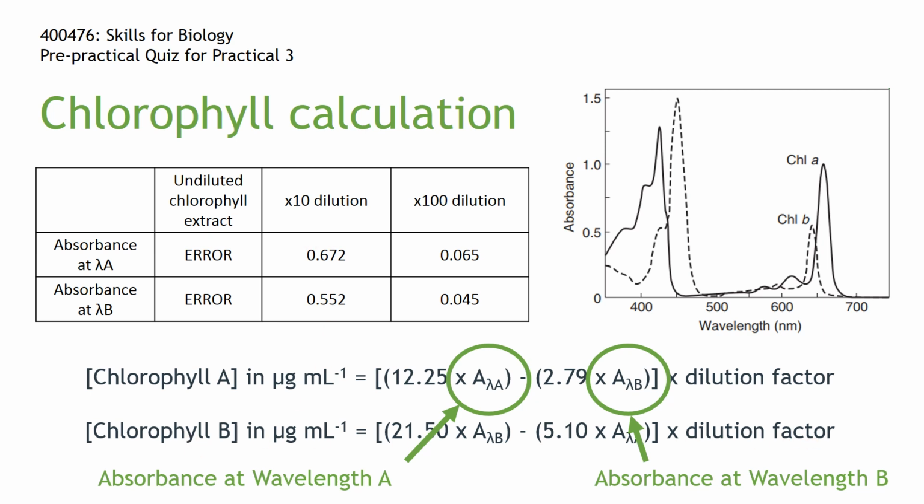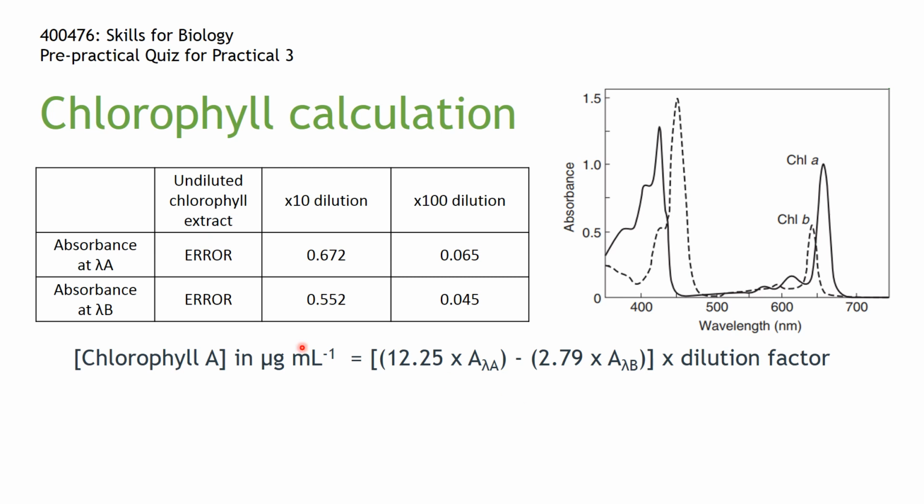I'm just going to go through the chlorophyll A one, and hopefully that will enable you to do the chlorophyll B calculation. So if we work through, our equation says that the concentration of chlorophyll A in our extract in micrograms per milliliter is 12.25 times the absorbance at wavelength A, minus 2.79 times the absorbance at wavelength B, times the dilution factor. Because obviously if we've diluted it, then we need to factor that into our calculations. So if we work through this, first the 12.25 stays the same. The absorbance at wavelength A is this number here, 0.672. So we're going to times that in there.